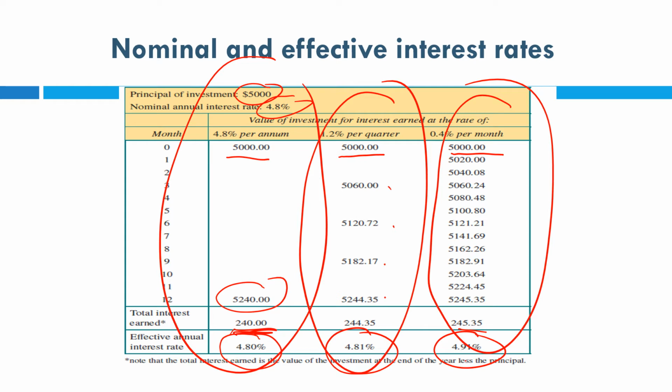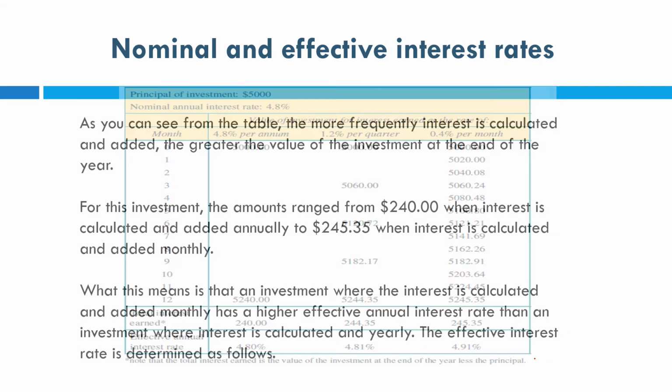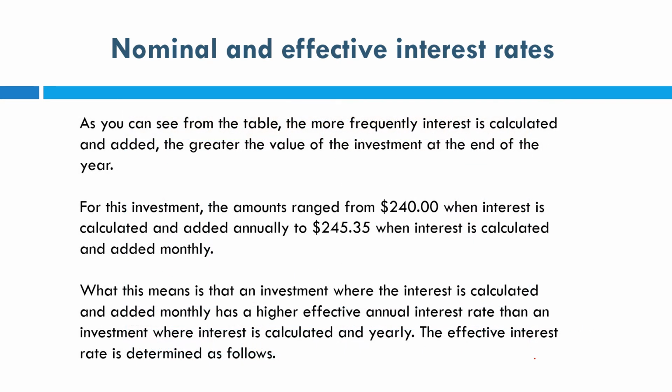If we did another column and it was fortnightly, we would expect the effective interest rate to be higher. And again, it would be higher if we went to weekly or daily, because it happens more often. You'll notice it gets closer to 5 every time you go up that way. As you can see from the table, it ranged from 240 to 245.35. I would be taking it monthly.